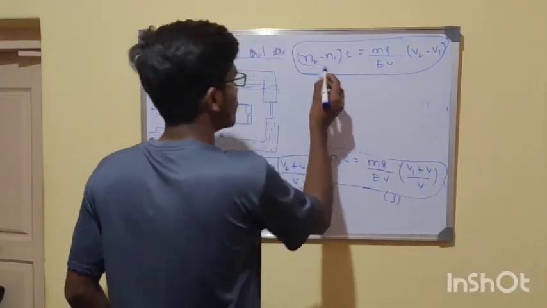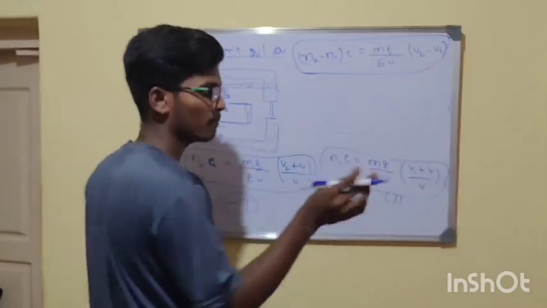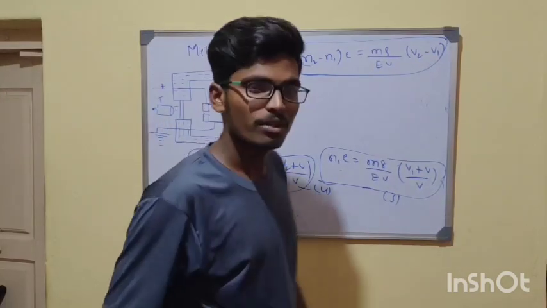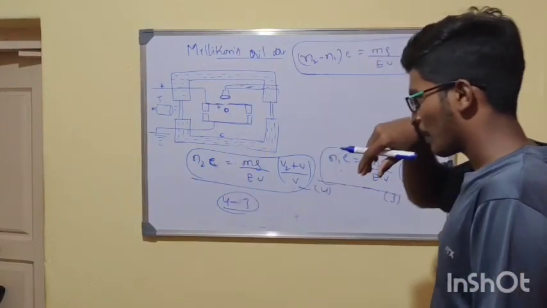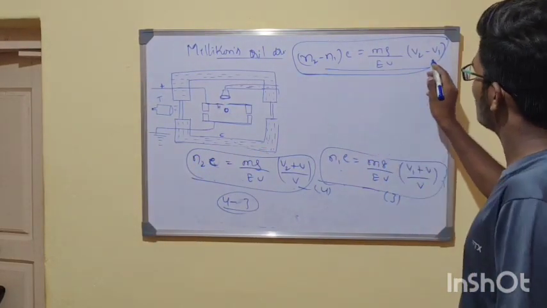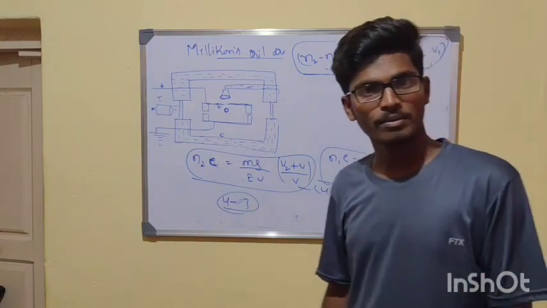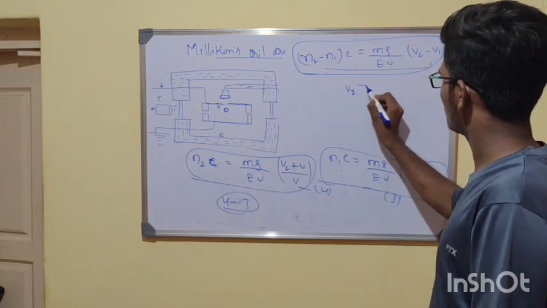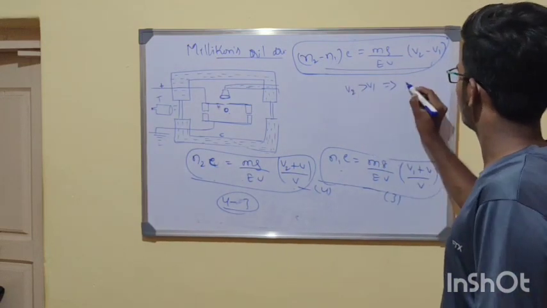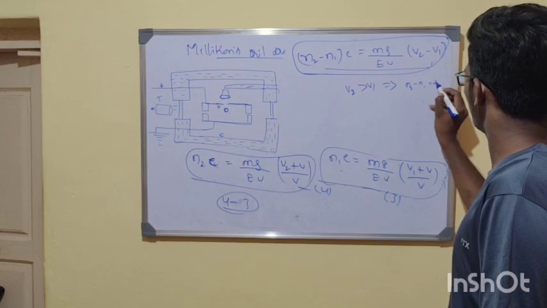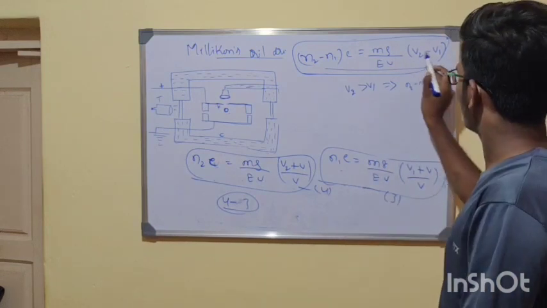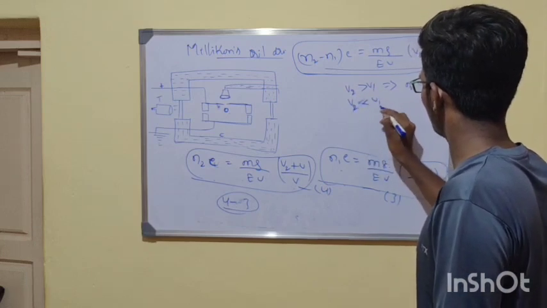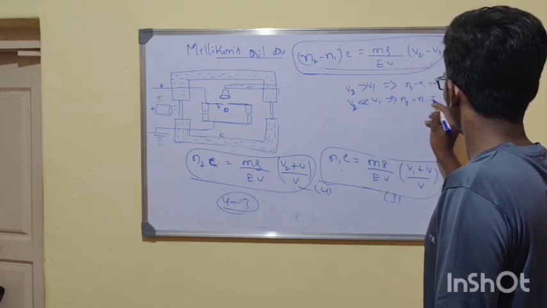Here n2 is the number of charges after ionization. n1 is the number of charges associated with the oil droplet when it entered this region through the hole. So by this equation we will be able to find out the charge of the electron. When v2 is greater than v1, this n2 minus n1 becomes positive. When v2 is less than v1, n2 minus n1 becomes negative.